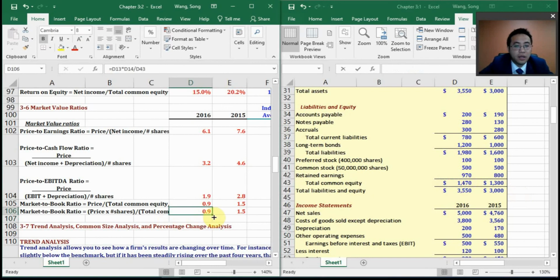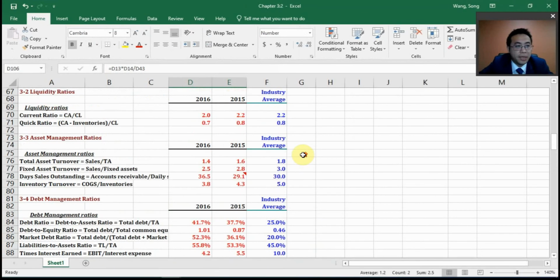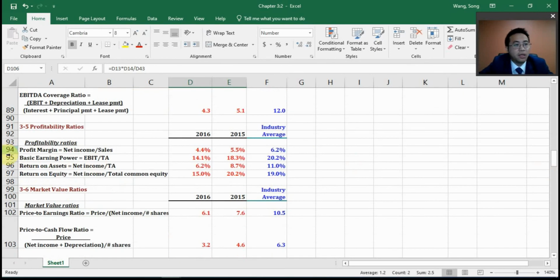All right, and then just to drag it. Okay, so now I have finished calculating all the 5 categories of financial ratios, all the way from liquidity ratios to asset management ratios to debt management ratios, and then profitability and then market value ratios.